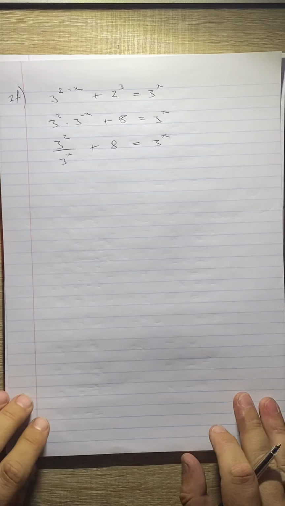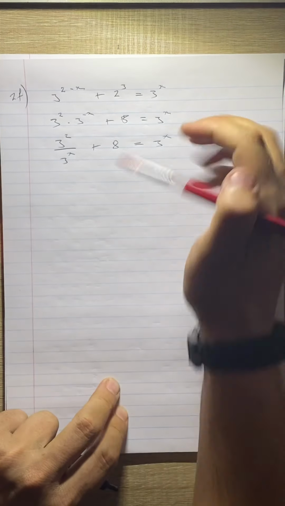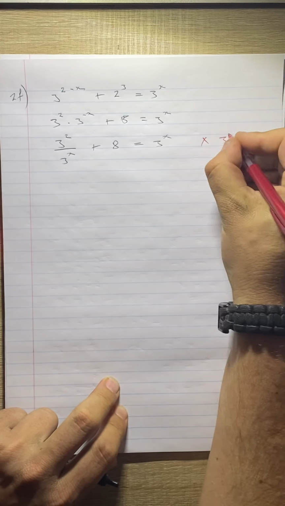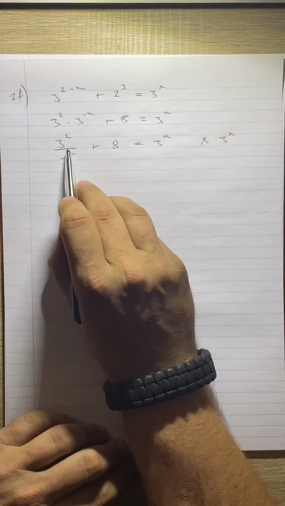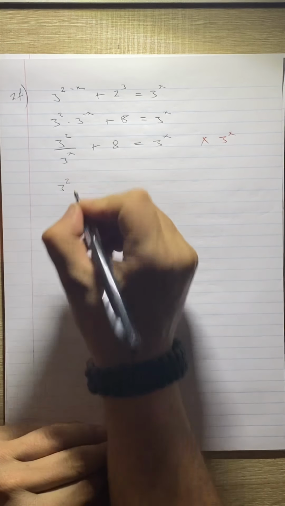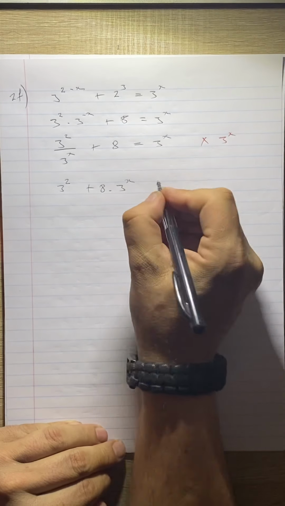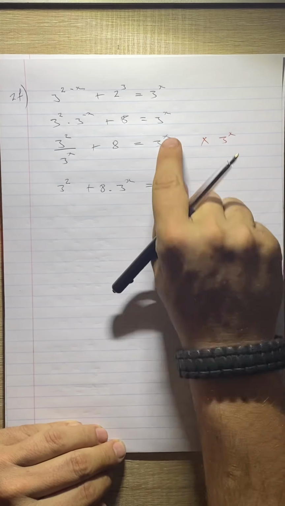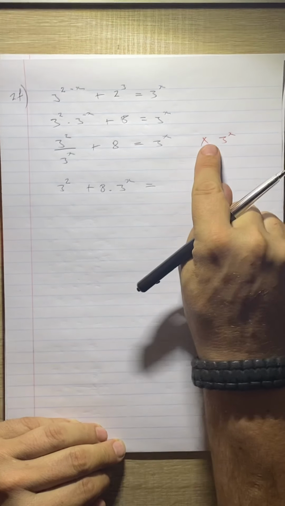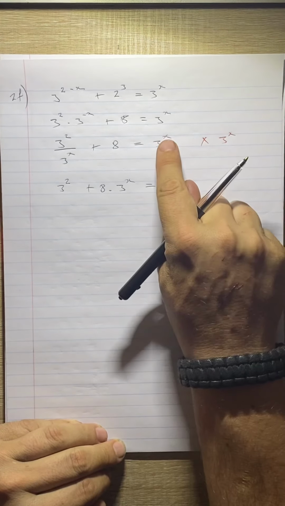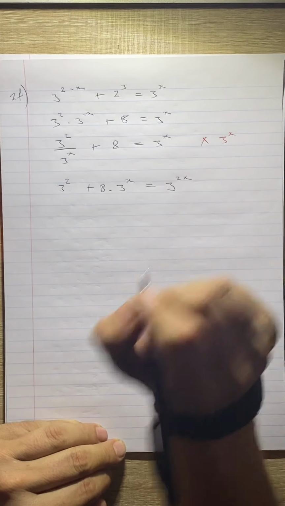Okay. And now I'm going to multiply through by this denominator. I'm going to multiply everything by 3 to the x to get rid of that denominator. So if I multiply this by 3 to the x, I'm left with 3 to the 2 plus 8 times 3 to the x equals. Now remember, if I multiply this by 3 to the x, if bases are the same and we're multiplying, we add the exponents. So x plus x is 2x. So we get 3 to the 2x.